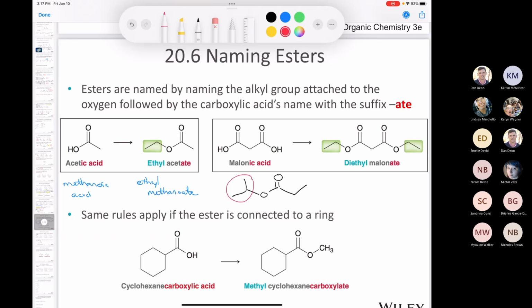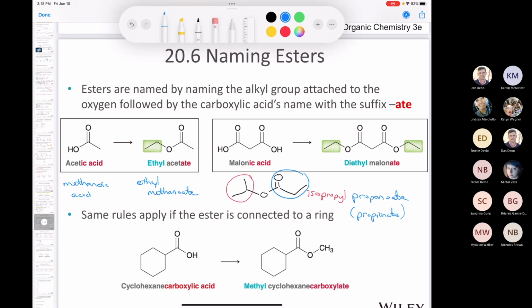Well, first you name the group that's attached to the sp3 hybridized oxygen, so that would be isopropyl. And then you name this part as if it's a carboxylic acid, so propanoic acid, and it becomes propanoate. So this would be isopropyl propanoate, or you could call it isopropyl propionate if you wanted to use the common way of naming it. So common would be isopropyl propionate.